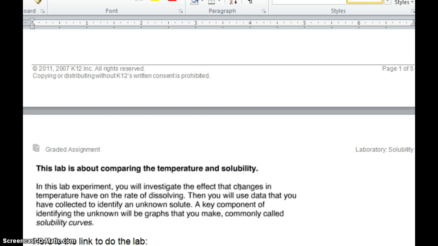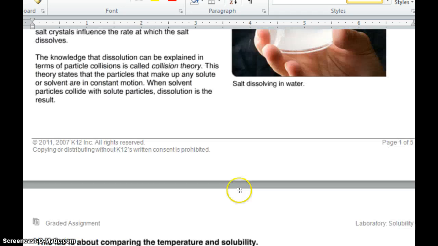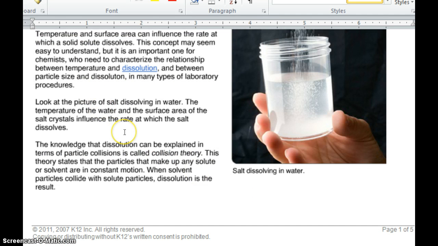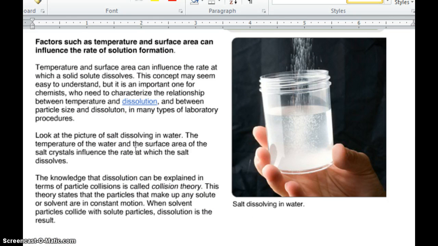This lab is about comparing temperature and solubility. But before we do, let's talk real quickly about particle size. What is going to dissolve faster: one big chunk, or the same amount in little tiny pieces? The little tiny pieces would dissolve first because they have more surface area, more places that the water can hit at once. So if I put these little salt crystals in, the water can hit here, here, here, all over, right?